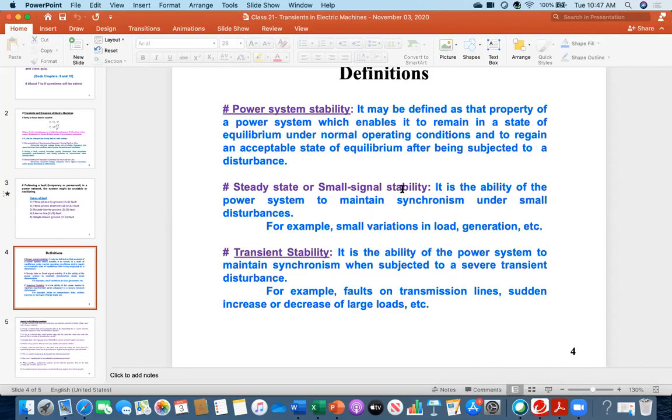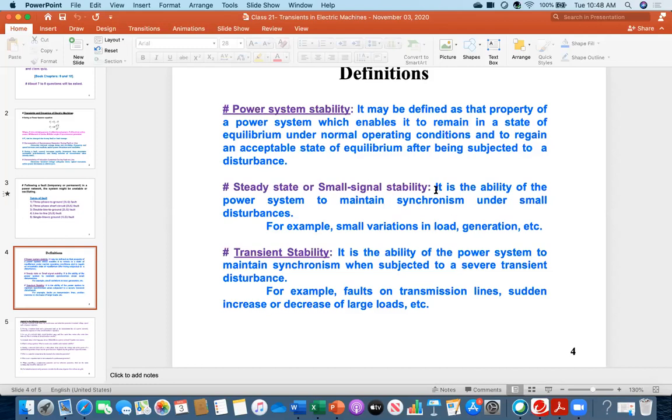Small signal stability refers to the small disturbance. Here, the disturbance is big and short duration. Keep in mind the transient stability refers to severe transient disturbance plus very short duration. It can be for very long duration.